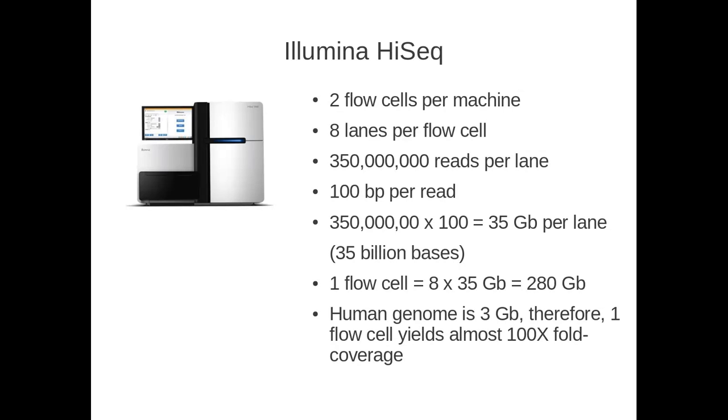So extrapolating from that, 280 gigabases divided by the genome size of 3 gigabases, we're getting close to 100x coverage from one flow cell of a HiSeq run. And that's what we mean by high throughput.